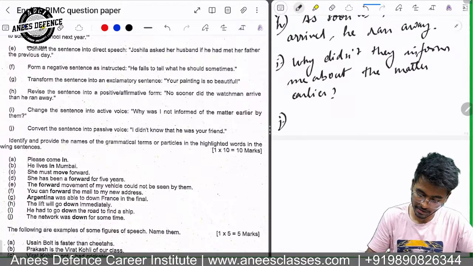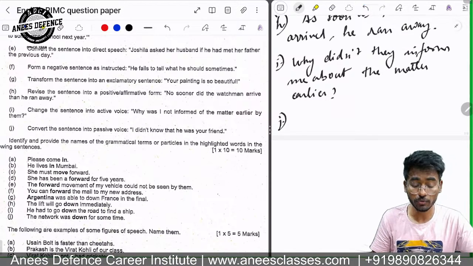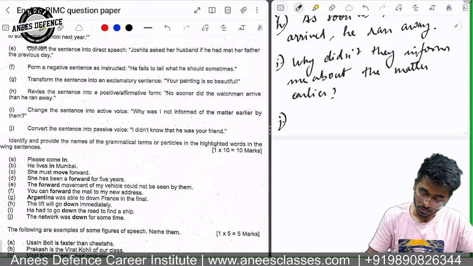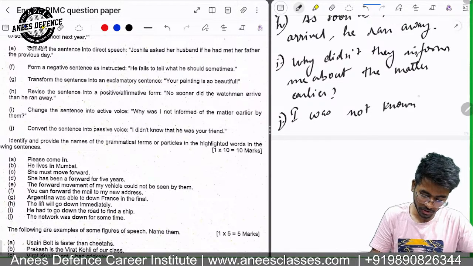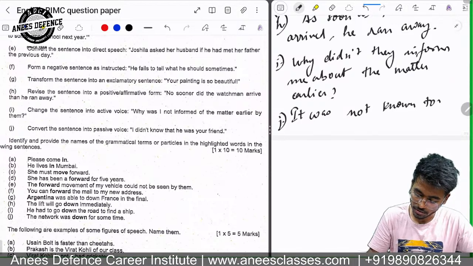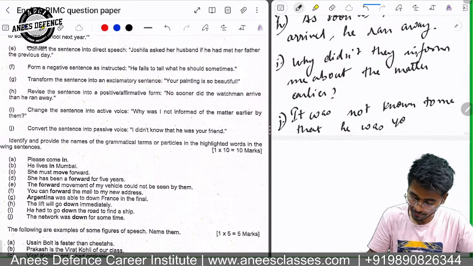J. Convert this sentence into passive voice. I don't know that he was your friend. I don't know that he was your friend. This sentence can be written as, it was not known to me, sorry, it is not I, it was not known to me that he was your friend.